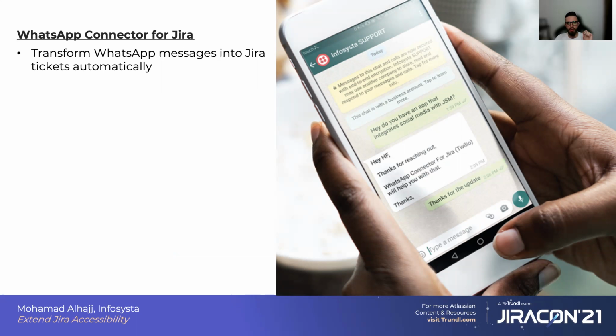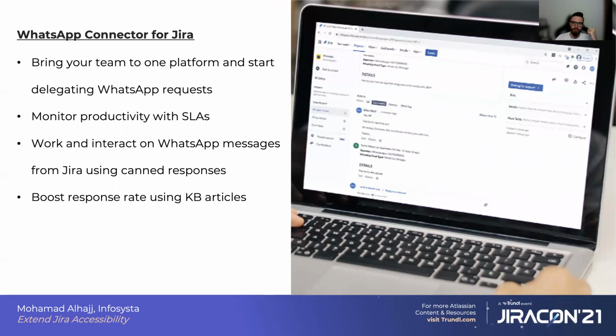So the customer will be able to share a message through WhatsApp, and WhatsApp connector for Jira will automatically transform it into a Jira ticket. The agent will be able to view the details of that ticket and benefit from Jira Service Management features, such as SLAs, canned responses, knowledge base articles, and automation, and can respond directly from Jira Service Management to WhatsApp.